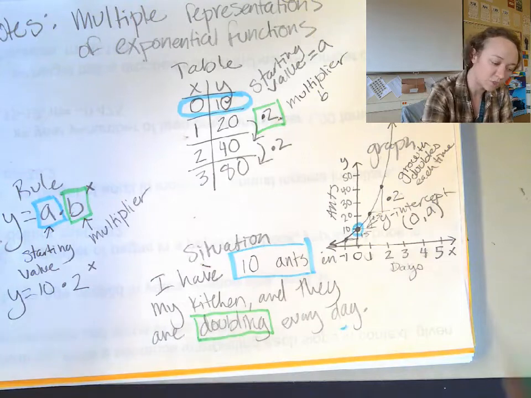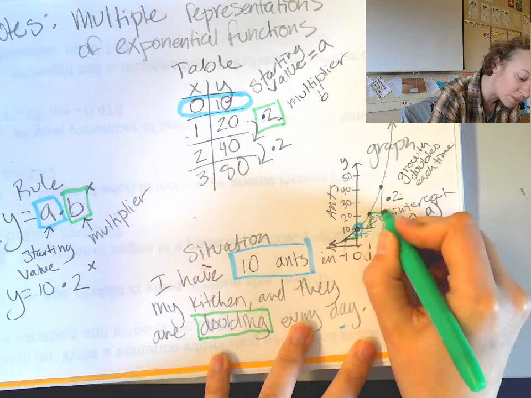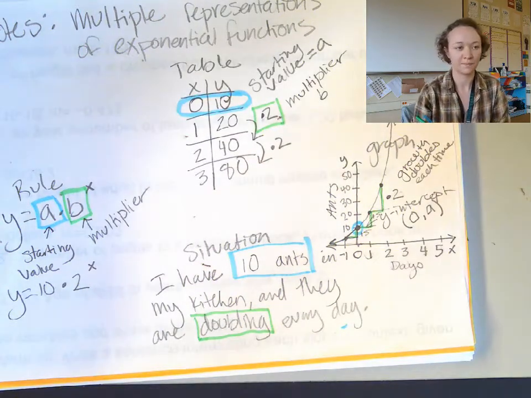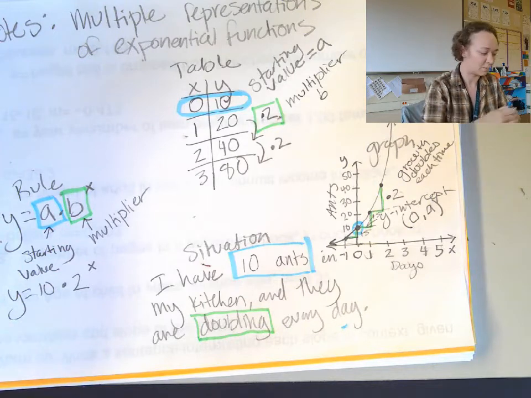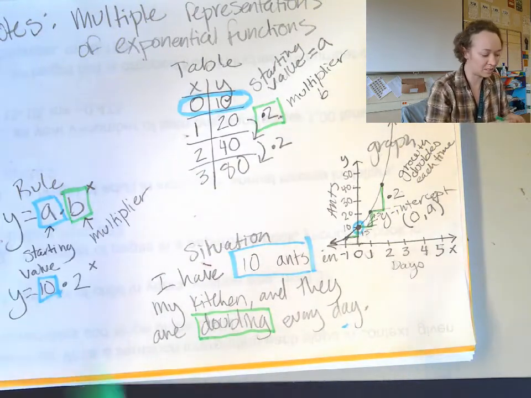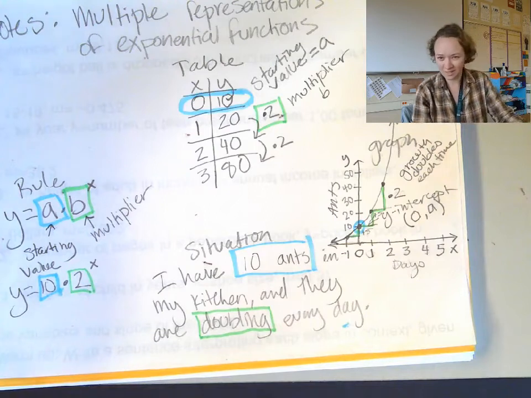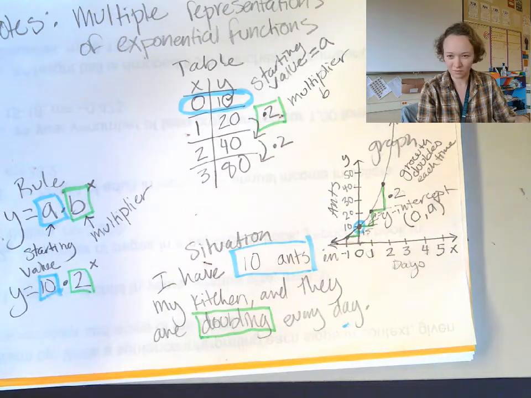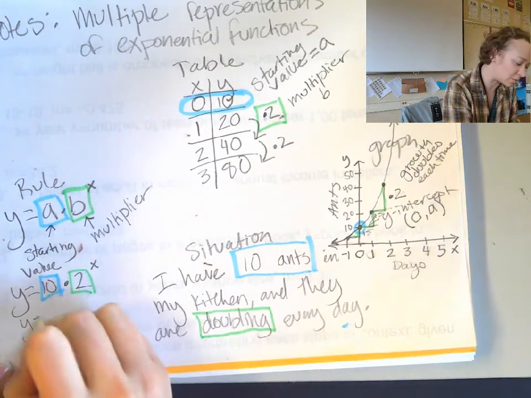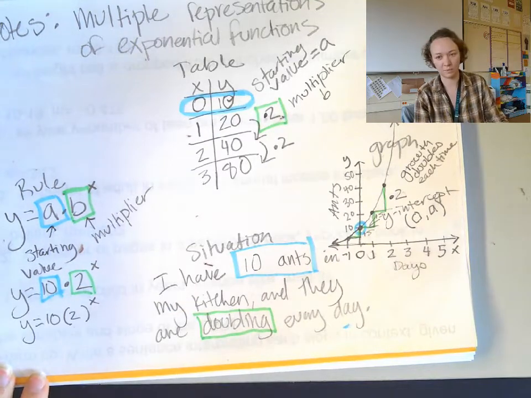So I'll just draw in my little, show that it's not the same every time. It is not a constant growth. It is increasing as it goes. And I'll go back over here and make sure we see that the rule here is 10 times 2 to the x. We often write it in parentheses because if you ever get negatives involved, it just is a lot nicer if you're using parentheses instead. So we'll write y equals 10 and then in parentheses 2 to the power of x. Both of those are accurate.